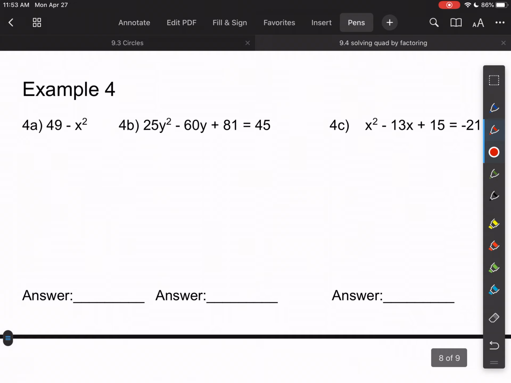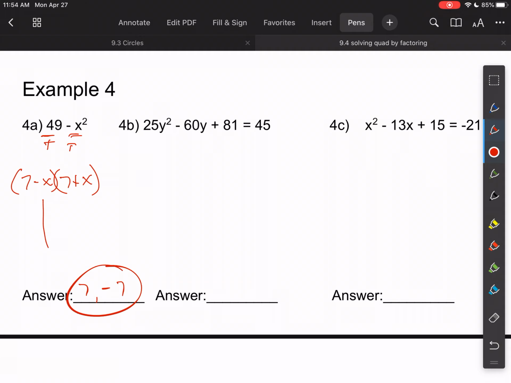For example 4, we have 2 terms here. So I'm going to look for a difference of squares. This is definitely a difference. This is a perfect square, this is a perfect square. So I can write this as 7 minus x, 7 plus x. Difference of squares. All right, so what makes the first factor go to 0 will be 7, and the second one will be negative 7.